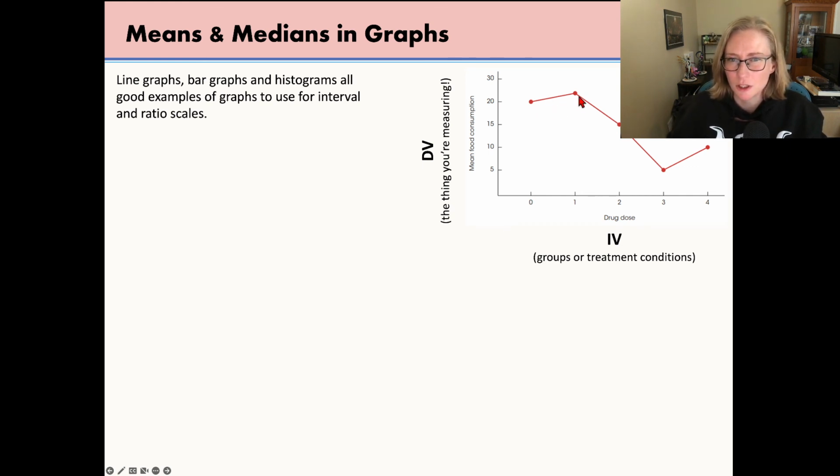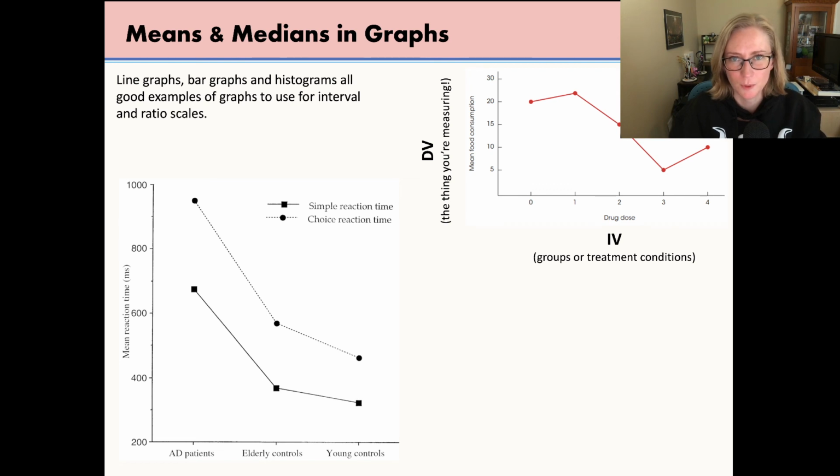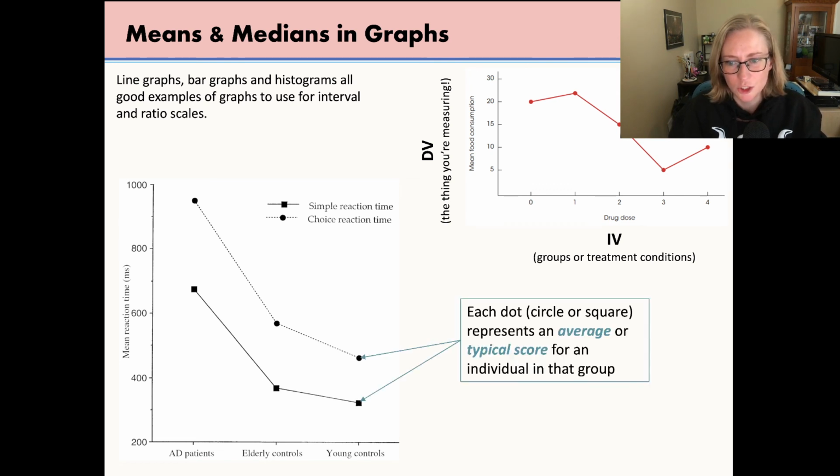Very typically, these are going to be means that we're displaying here. And so that's what we were talking about in the beginning, where each dot or circle or square actually is a representative score. And like I said, typically it's going to be the mean or the average.